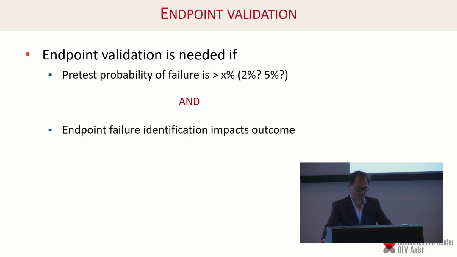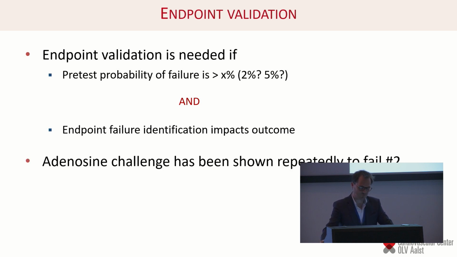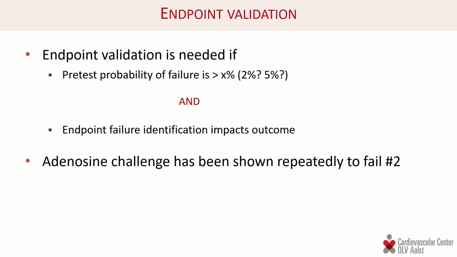And this has to be that if you identify failure of your endpoint and you do something about it, it impacts the outcome. And adenosine has been shown over and over again to fail number 2. Yes, adenosine identifies dormant conduction, but identification of dormant conduction after adenosine challenge and additional ablation does not seem to improve clinical efficacy. So why do it?